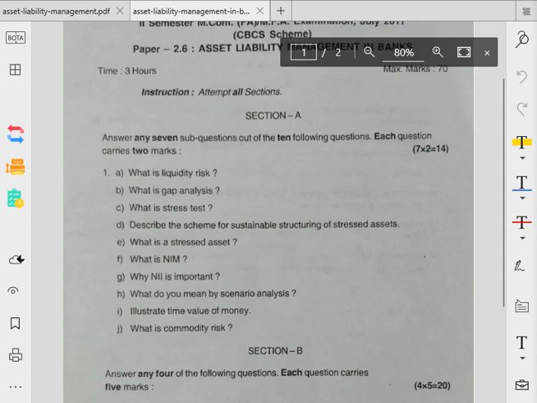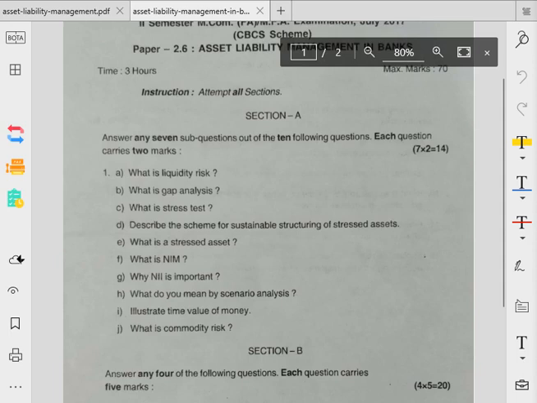And the next question is NIM. We already saw this. NIM is equal to investment returns minus interest expenses divided by average earning assets. NIM denotes the difference between interest income earned and interest paid: earned minus paid, divided by average earning assets.